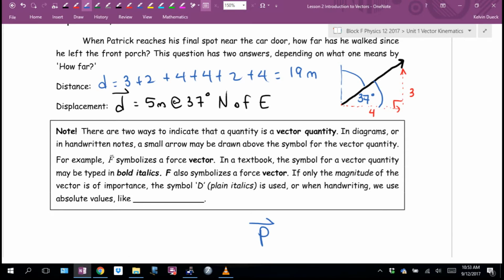That's the symbol for vector. That's to indicate it can be represented with an arrow and it has direction. If a textbook wants magnitude only, in other words, if it wants to show the difference between speed and velocity, it uses plain italics. Again, that's tough to handwrite, Zach. So if I want magnitude only, I will often use the absolute value symbols.